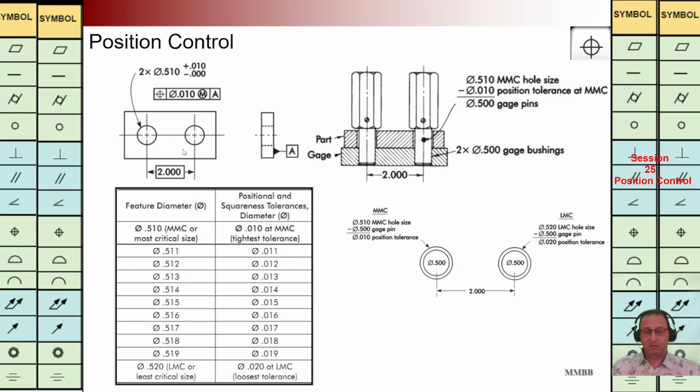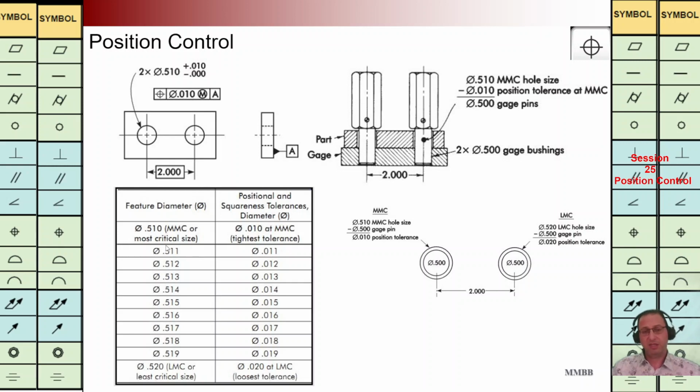In the last example for today, we are going to control the position of two holes here. We have 2 multiplied by 0.51 in this size. We have this positioning symbol. The diameter of the cylinder should be 0.01. We have a modifier, back to A. A is this plane. The distance between these two holes is 2, and we can see the basic dimension is used for that.